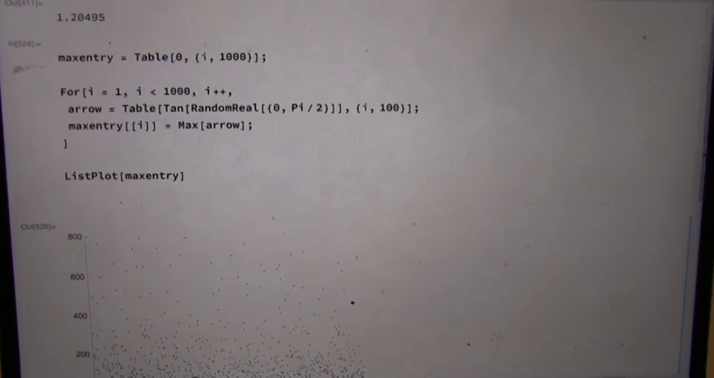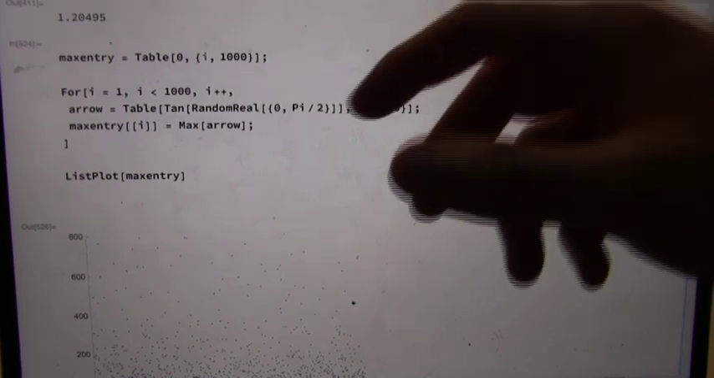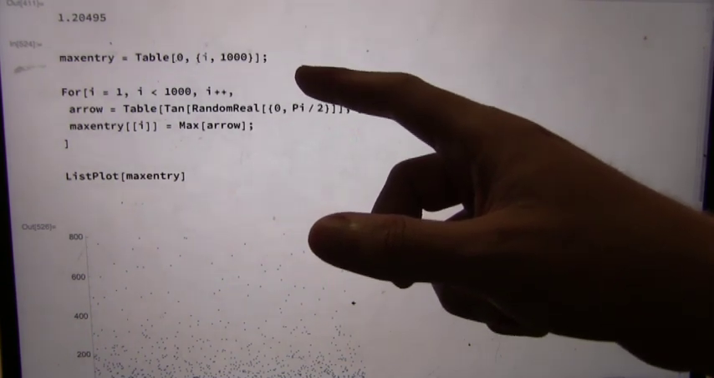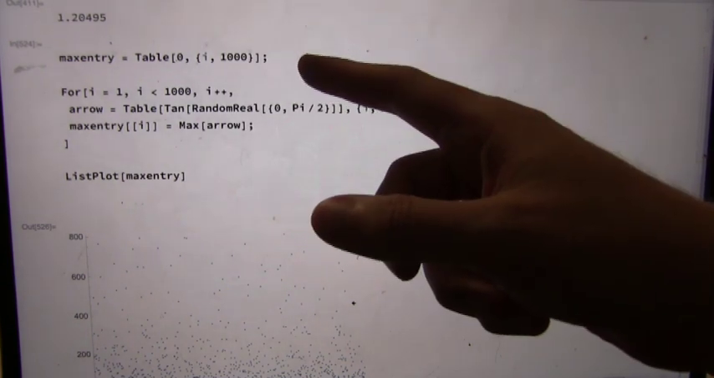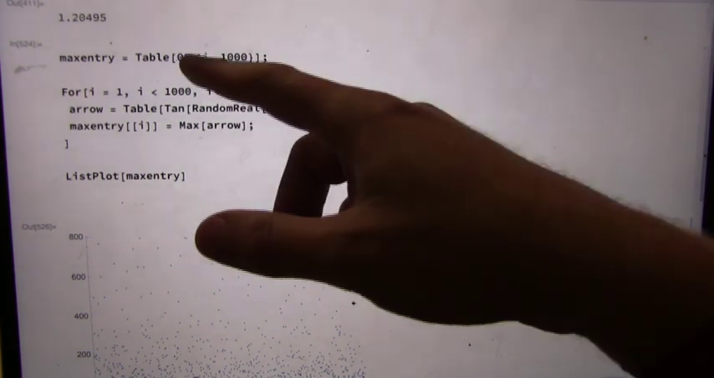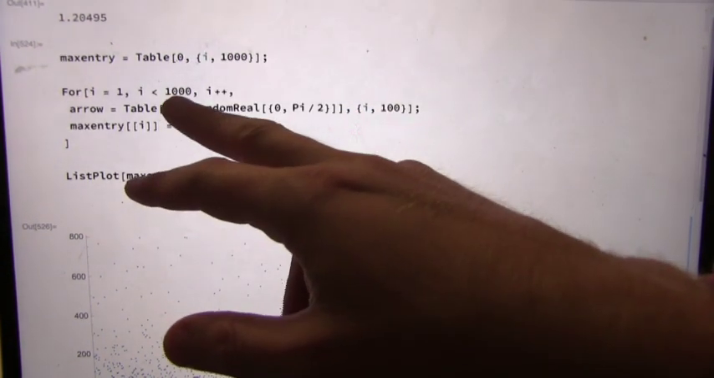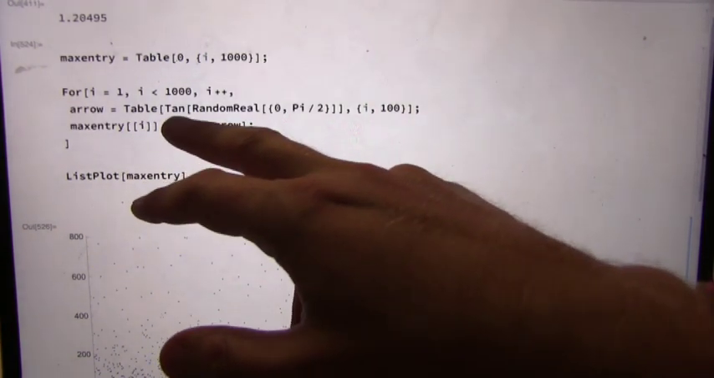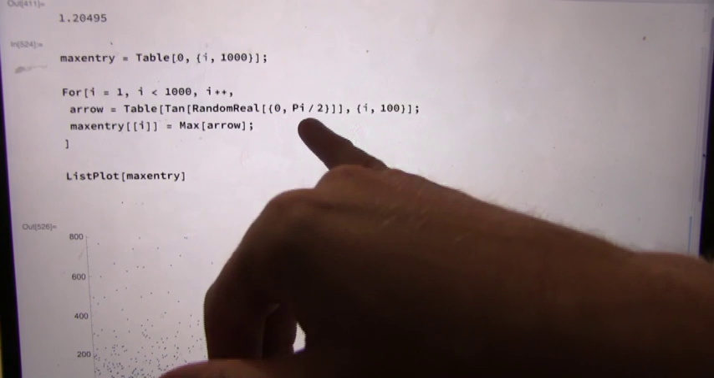Okay, so this is a pretty simple program. Max entry. Again, why I choose these variable names, I have no idea. But I start out with a table of zeros, and I'm going to run 1,000 trials. And I say arrow is table tangent of random real between 0 and pi over 2.